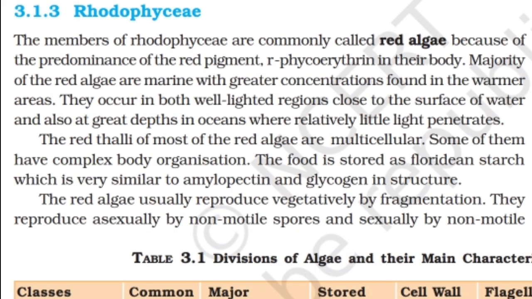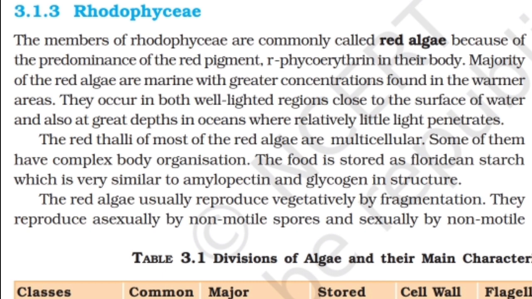3.1.3 Rhodophyceae. The members of Rhodophyceae are commonly called red algae because of the predominance of the red pigment phycoerythrin in their body. The majority of the red algae are marine with greater concentration found in the warmer areas. They occur in both well-lighted regions close to the surface of water and also at great depths in oceans where relatively little light penetrates. The red thalli of most of the red algae are multicellular. Some of them have complex body organization.